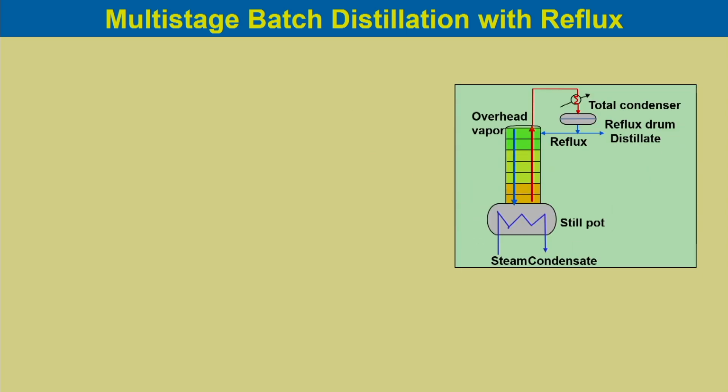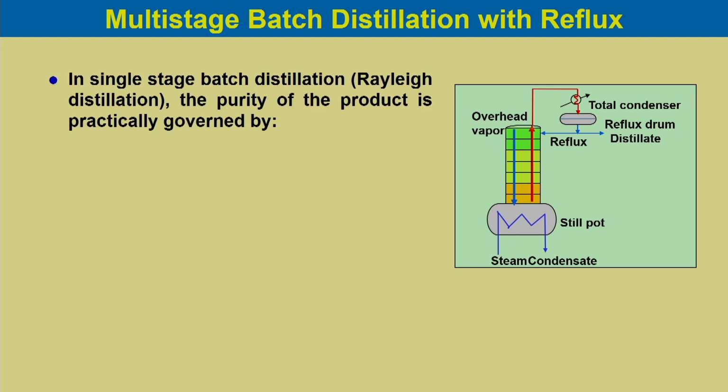So, you can see in earlier case we did not have any reflux into the batch distillation column. So, we had a still pot and you have different stages in the column and then there is a condenser and then reflux drum and you have a reflux ratio you can control and you can get the product outlet at the top as a distillate.